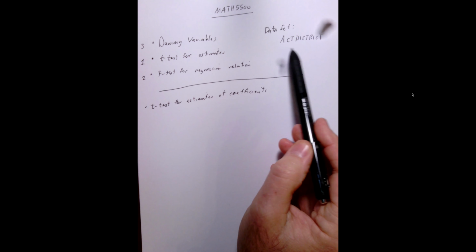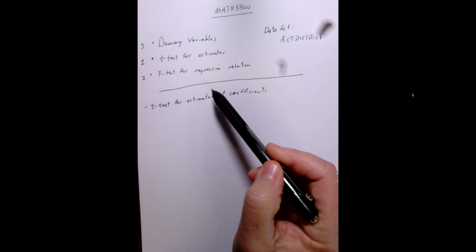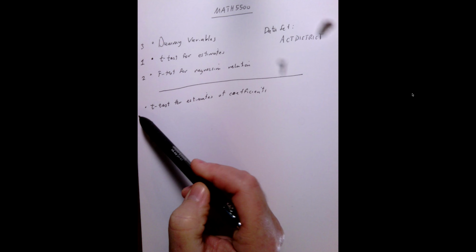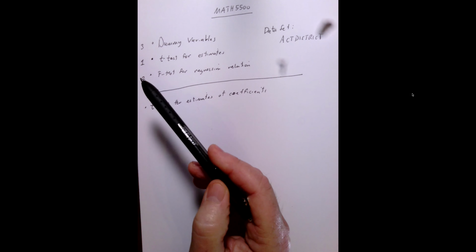Okay, anyway, what we're going to get accomplished in this video, if I'd quit talking and get on task, is we're going to use the dataset ACT district, so go ahead and locate that in the dataset folder in Blackboard. We're going to look at dummy variables, the t-test for estimates, and the F-test for the regression relation, in this order: this first, this second, and this third. The primary focus here is review, and then teaching new stuff in terms of the dummy variable.